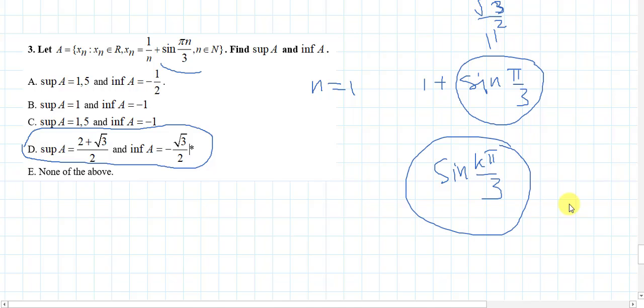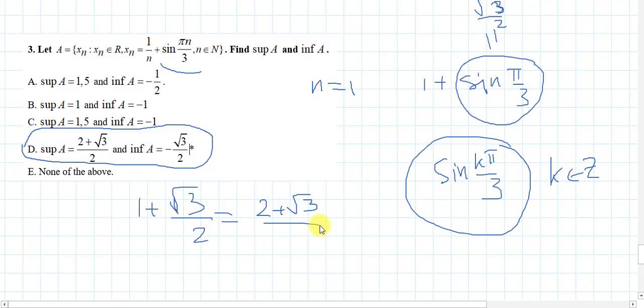K is an integer number. So it means we have 1 plus square root of 3 over 2. So it is 2 plus square root of 3 over 2. This is supremum of our set. This is supremum of A.